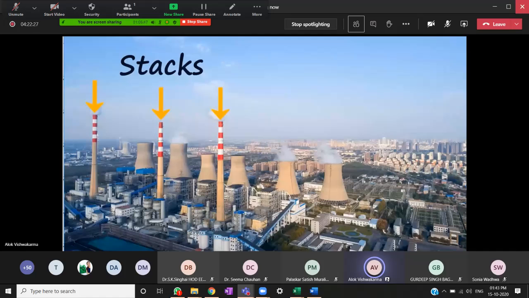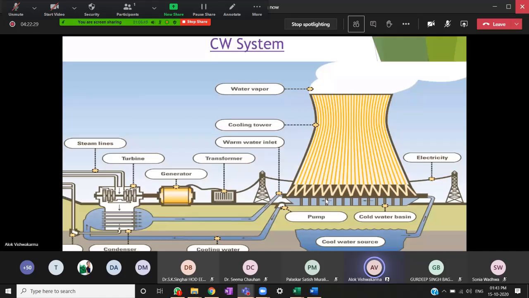Now coming to the cooling water system. This is a huge infrastructure. This cooling tower you might have seen. This is a long, tall structure. The function of this is, after the LP turbine, the condenser is there. So for the condensation process, this cooled water is required. So that is flowing in a closed path this way, and then going to the condenser.